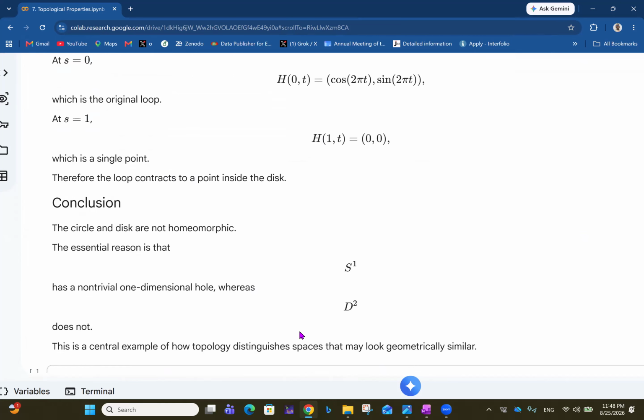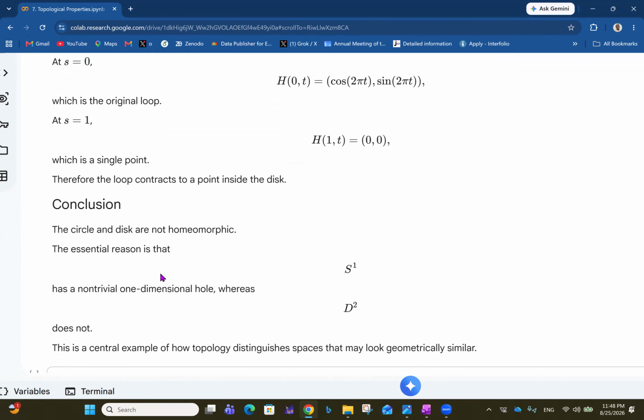The conclusion here is that the circle and disk are not homeomorphic, because the circle you cannot shrink, because the radius is always 1, or whatever the radius is, fixed. But for a disk, it can be less than or equal to the radius, in this case 1. So the essential reason is that S1, being a circle, has a non-trivial one-dimensional hole, whereas the disk does not have that kind of hole.